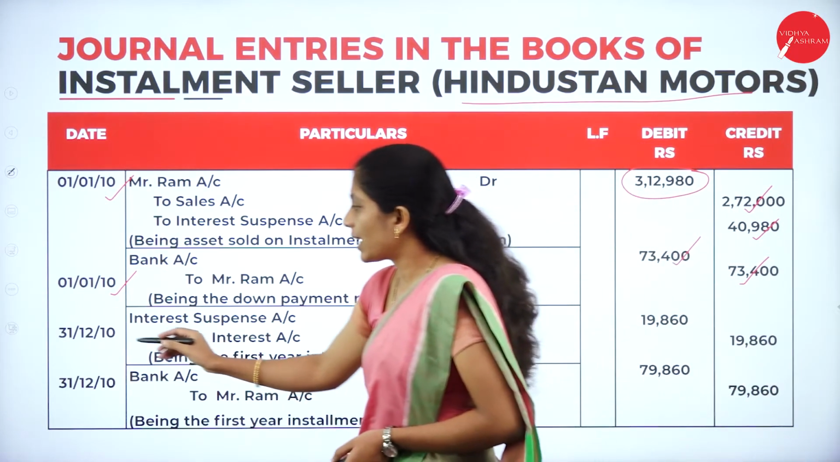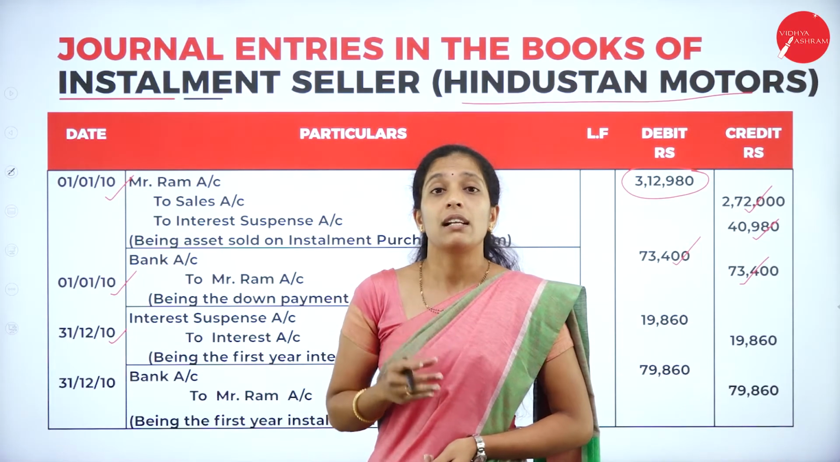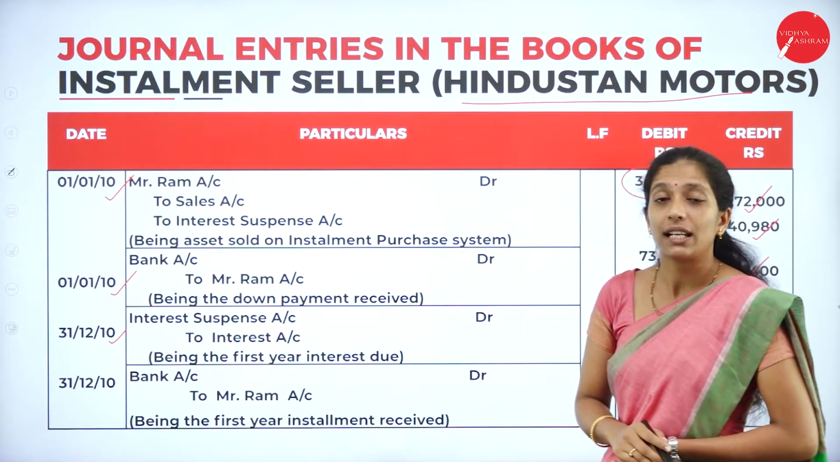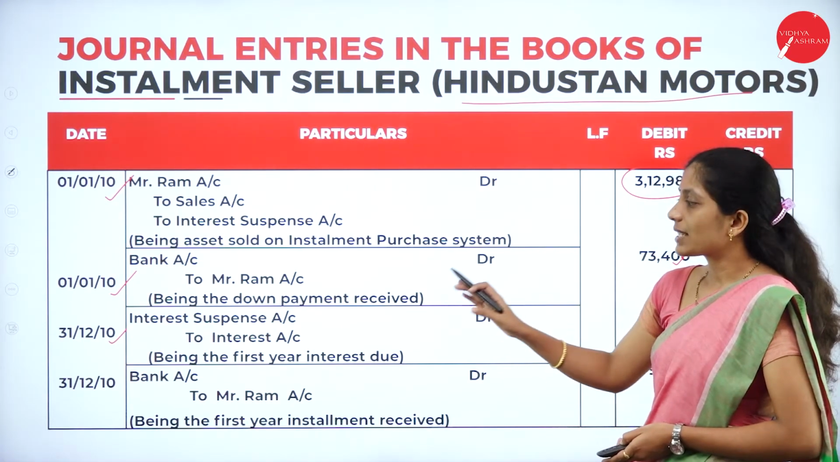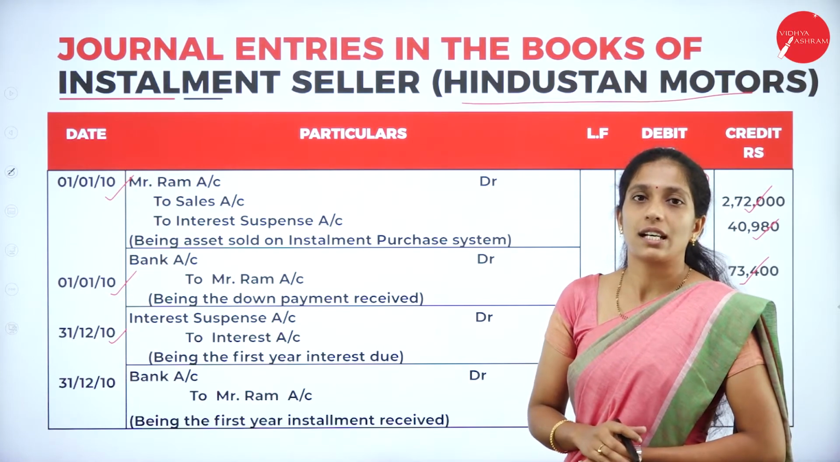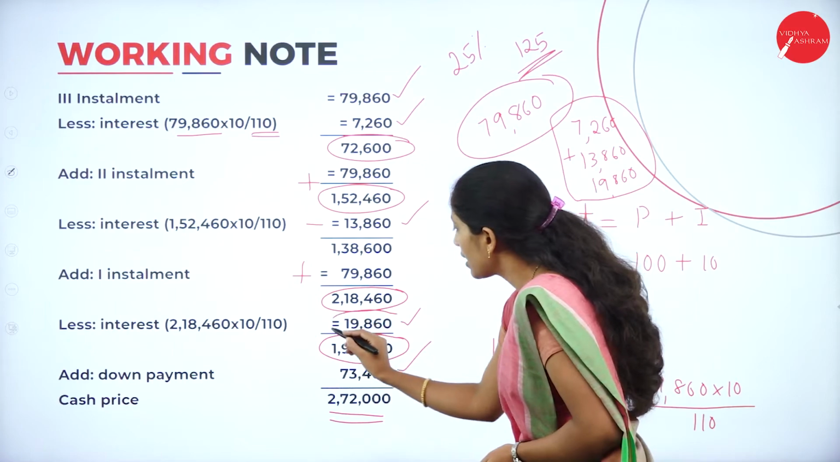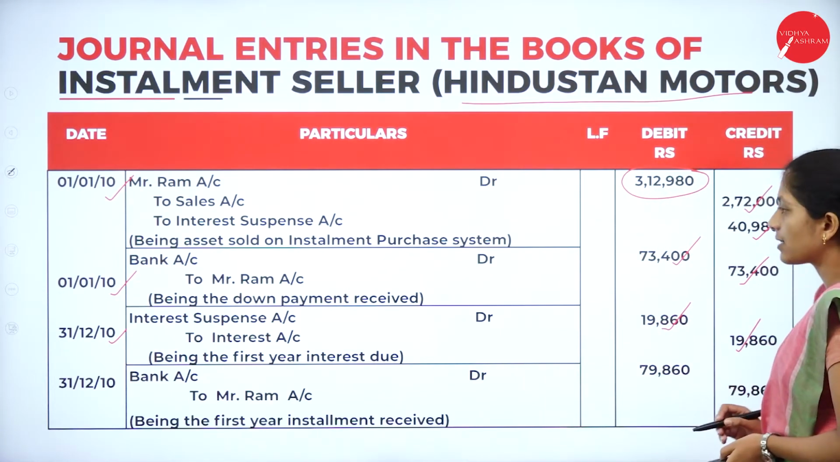What is the third entry? That is at the end of that particular year, 31/12/2010, interest due. So what is the entry? Interest suspense account debit to interest account, being the first year interest due. Now what is the first year interest? That is 19,860. Record that amount, 19,860.